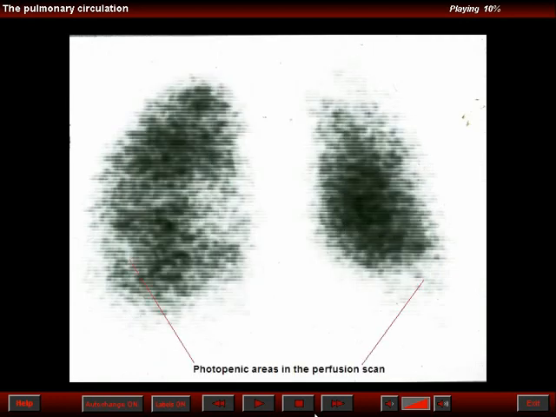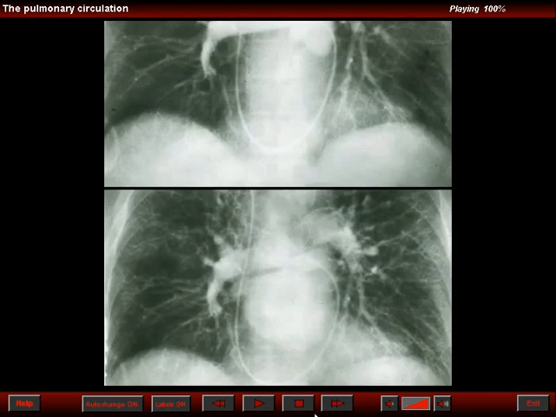A frontal image of a perfusion scan shows photopenic peripheral areas in the lower half of the right lung. There is also a photopenic area in the left base. A pulmonary angiogram was performed at the time the reticular pattern of the right base was seen. There were no filling defects. There was no abrupt interruption of vessels in the early and in the late phase of the pulmonary angiogram.